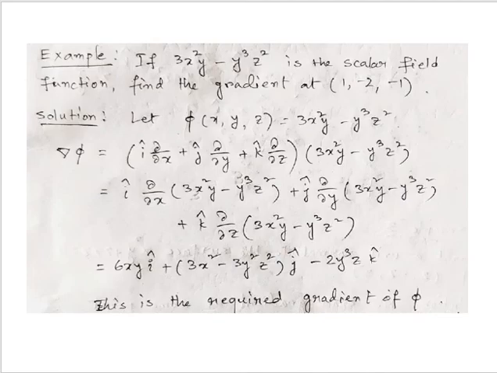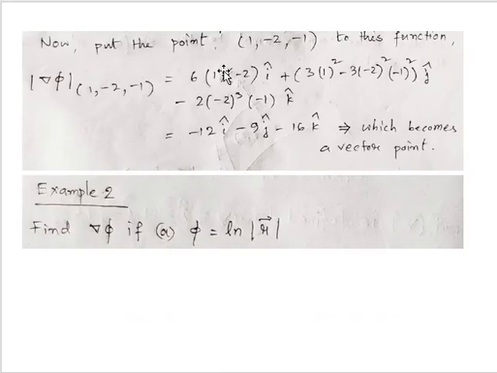Now look at the point. For this scalar field, we need to find out the gradient at the point (1, -2, -1), and we have this function. After operating with the grad operator, we have this function. Now simply put the values of x, y, and z into this function. After putting these values, that is x equal to 1, y equal to -2, and z equal to -1, we have this one: -12i, -9j, and -16k.